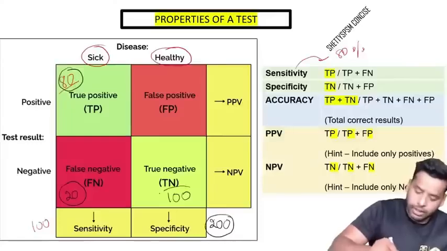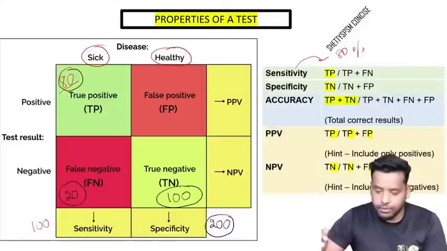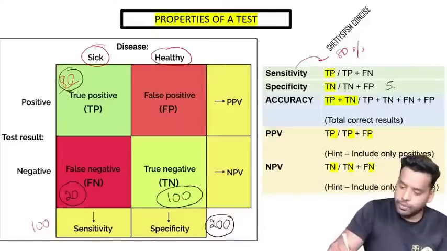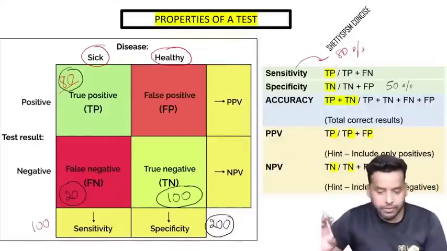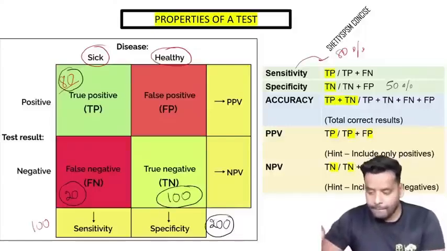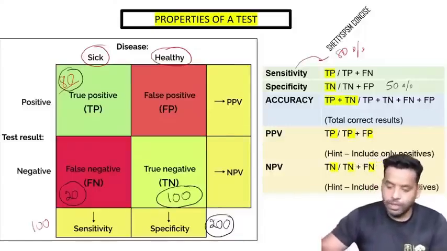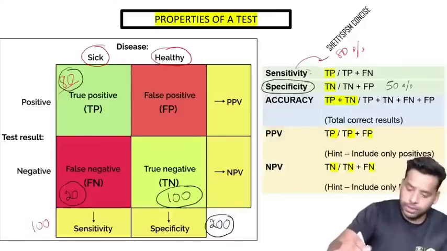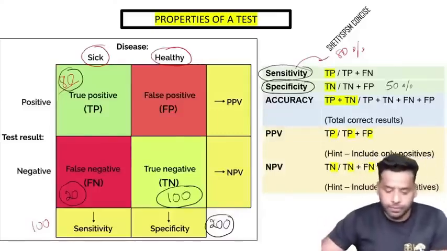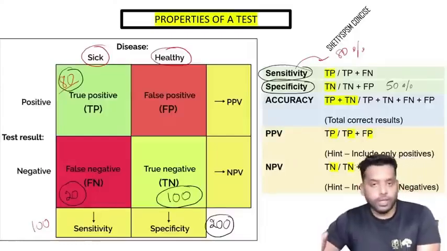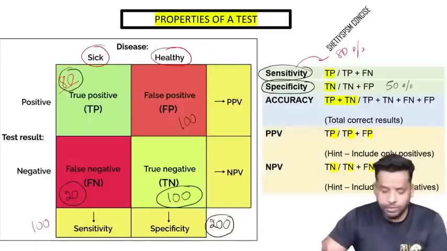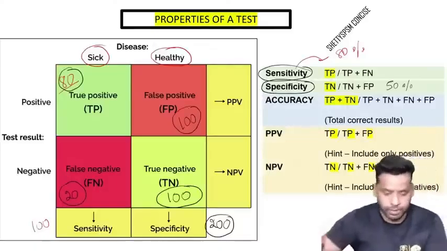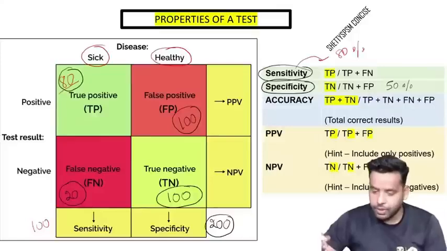So what is the specificity of a test? Out of 200, 100 are detected correctly. What is the specificity of this test? How much? 50%. Specificity is 50%. So the ability of a test to detect true negatives is specificity. Out of 200, if 100 are detected, how many are taken as positives by mistake, false positives? The remaining 50%.